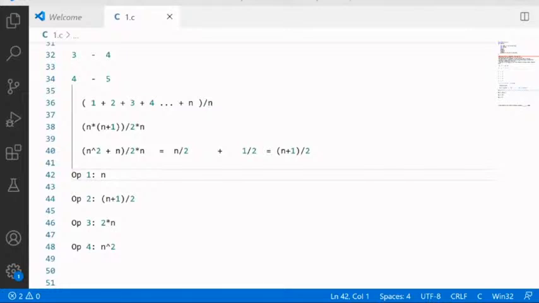If it is maximum comparison, it will be n. If it is minimum comparison, it will be 1.